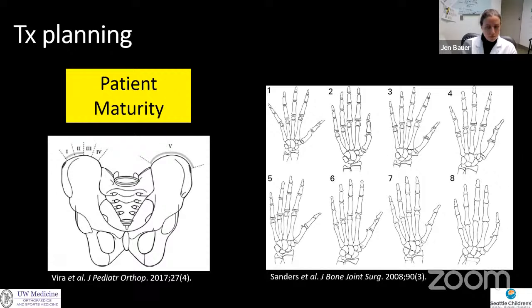I do want to pause here and make sure that there weren't questions at this point on just normal exam, odd radiographs, and how to assess a patient's skeletal maturity.